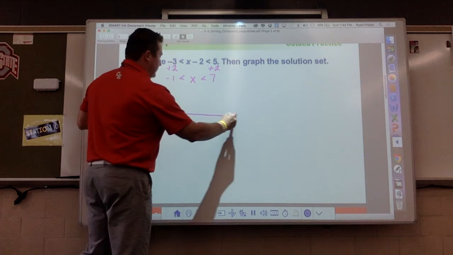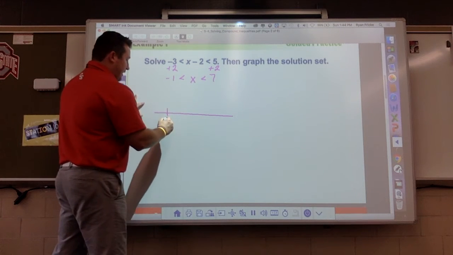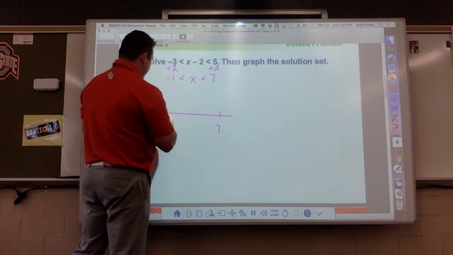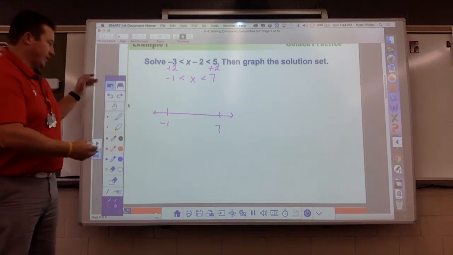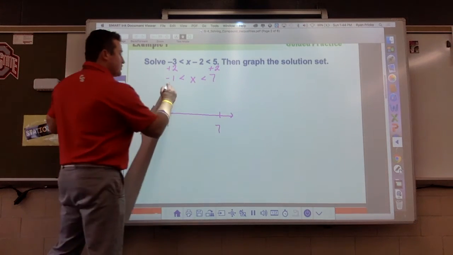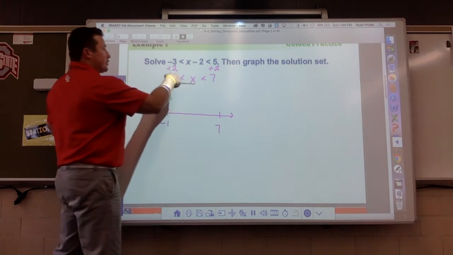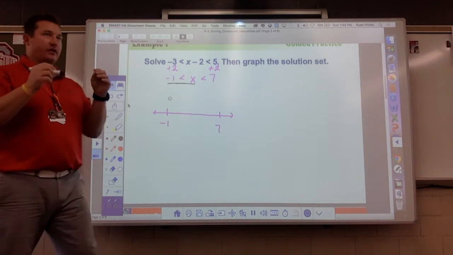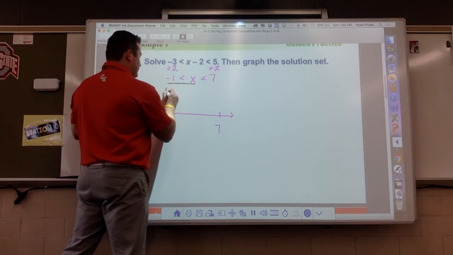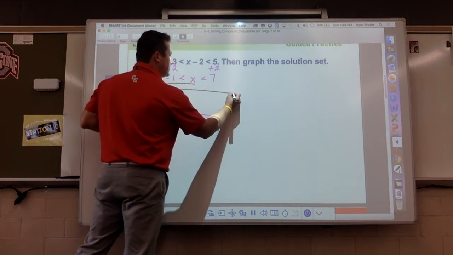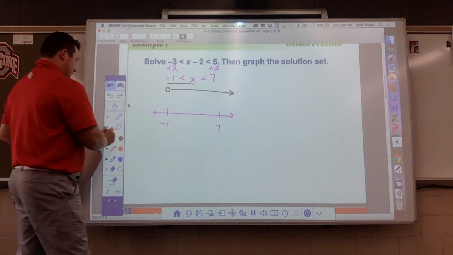All right, here we go. I'm going to draw my number line. Again, it's got to go from negative 1 to 7. Your number lines don't need to be anything more fancy than what I'm doing here. So I'm going to graph this part first. X is greater than negative 1. So x values greater than negative 1 start here on negative 1 and go that way forever.